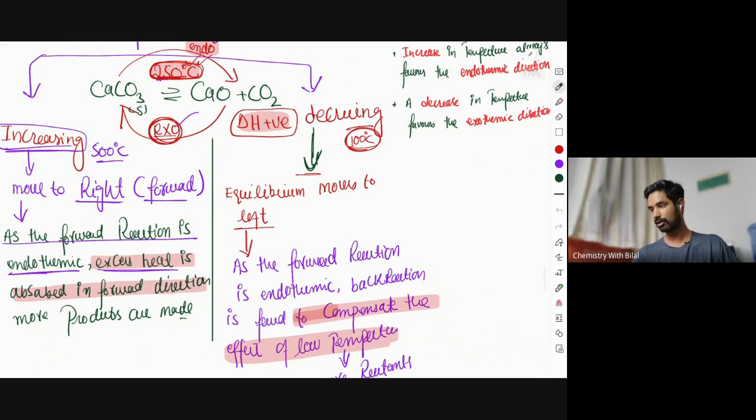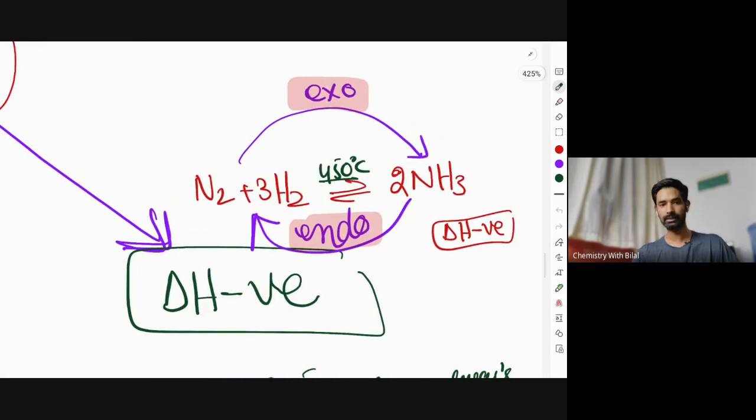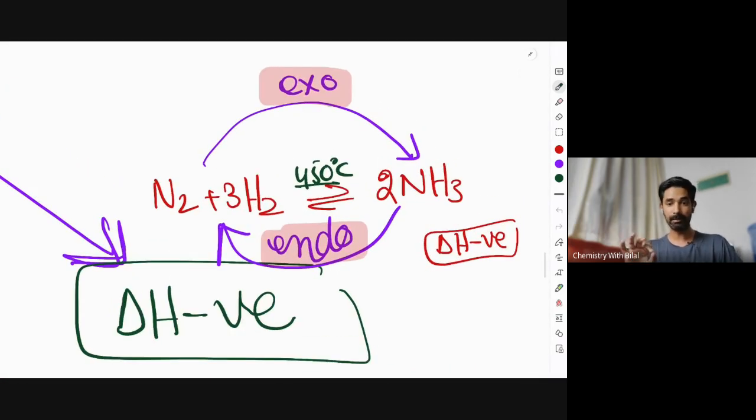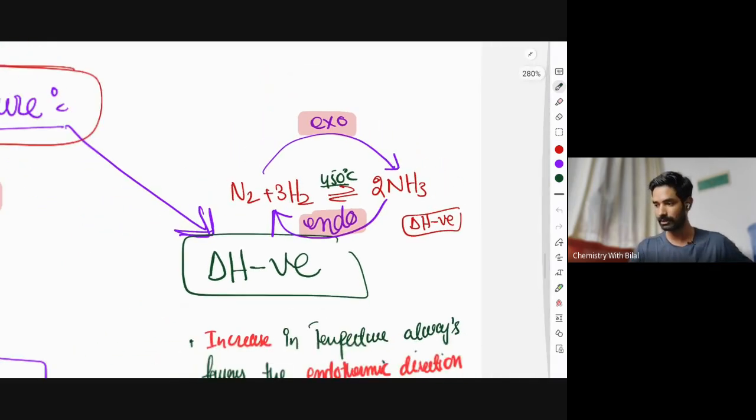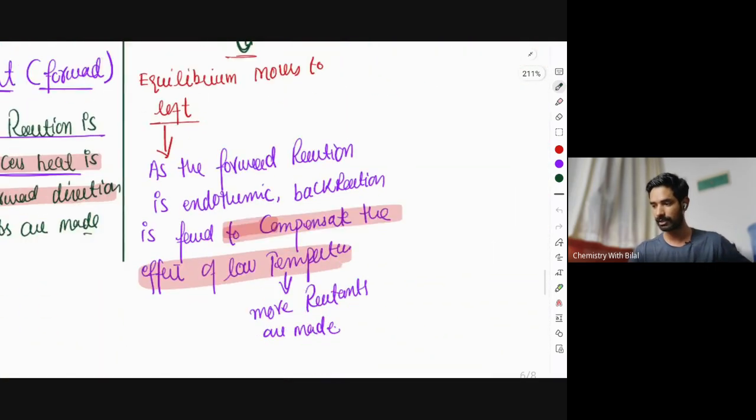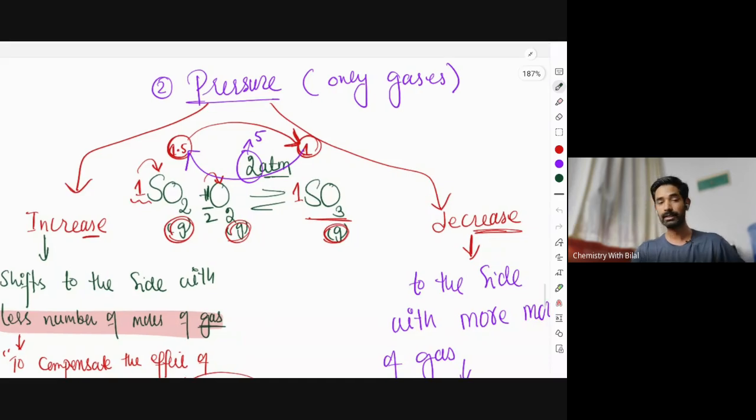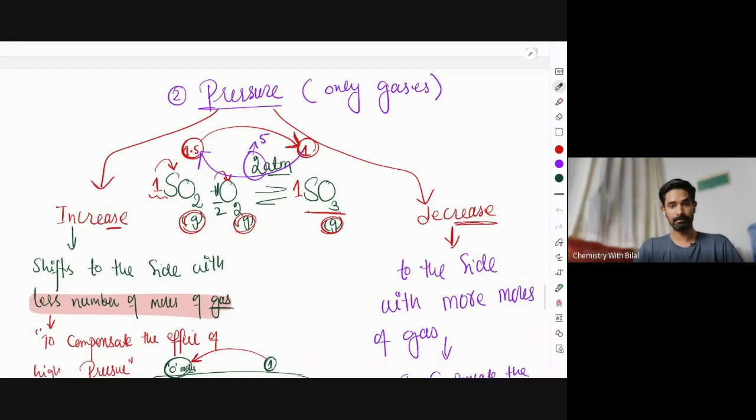This is exactly opposite for a reaction whose enthalpy is negative, that means forward is exothermic, backward is endothermic. So whenever you increase the temperature, the endothermic direction is favored. So here, when you increase the temperature, equilibrium goes to the left side because backward is endothermic. And when you decrease the temperature, forward is favored because forward releases heat, and the system will again try to achieve the same equilibrium. The second factor that may affect the position of equilibrium is pressure.